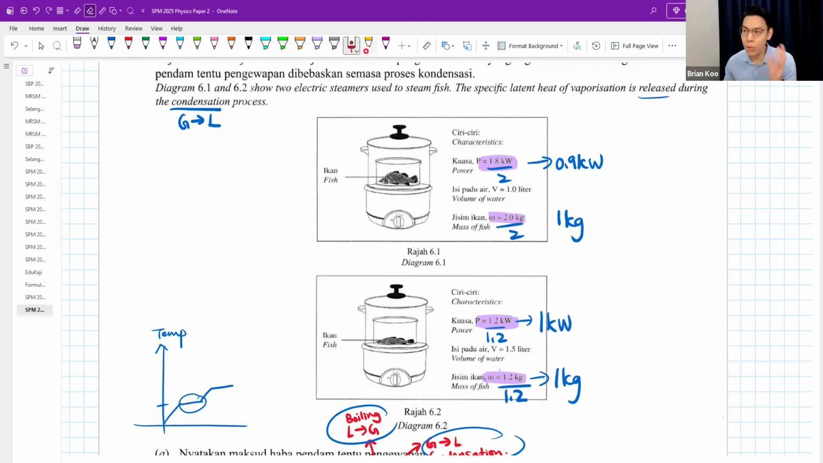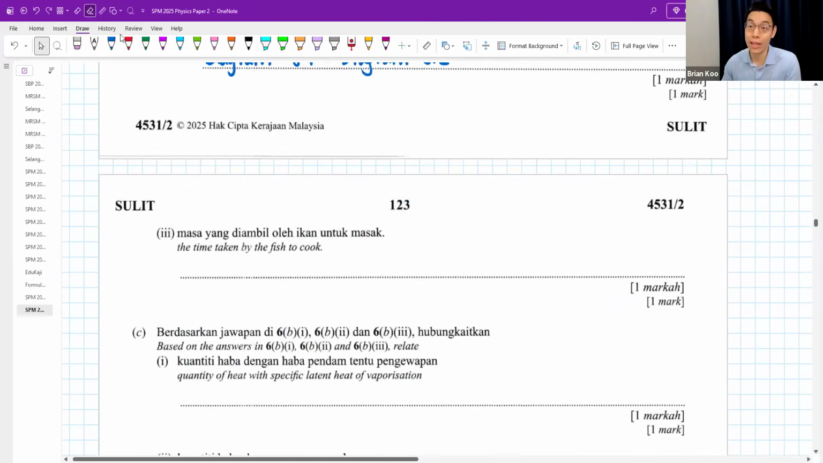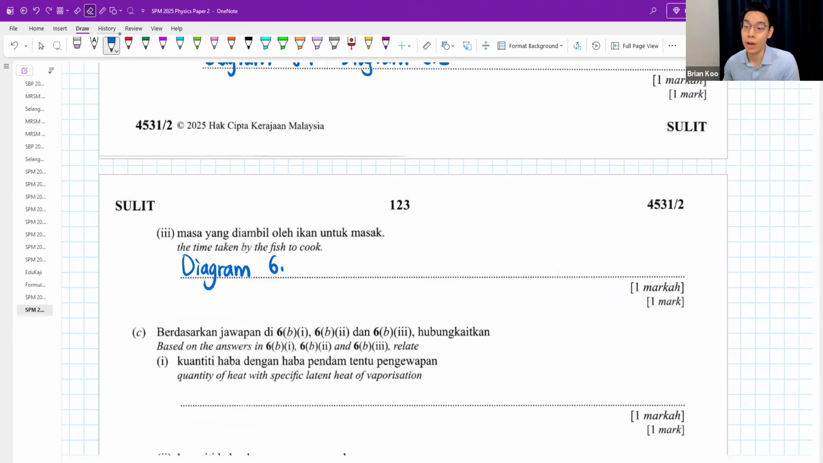But because there are too many variables, like the power is different, the mass is different, the volume of water is different, a lot of students answer differently. They accept all 3 different answers. They accepted all. But if you ask me, I would say diagram 6.1 would take longer to cook compared to diagram 6.2. That is my answer. They accepted if you write equals, they accept it if you write smaller than. All are correct. So depending on how you want to answer it, they accept all of it for this particular question.